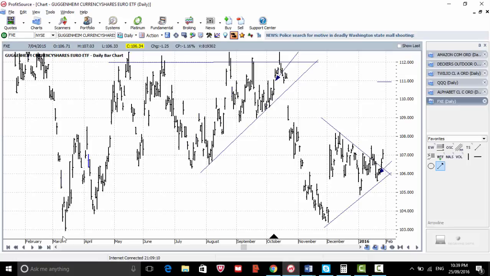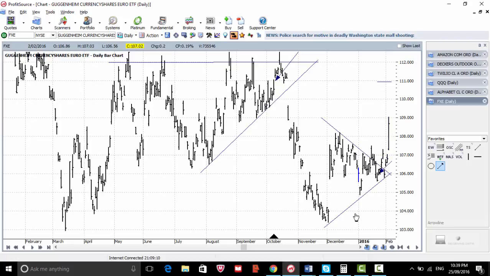So I'm going to continue moving this forward. You can see it's actually gone straight back into its range. And now it's come back up. So there you go. You've got a massive move to the upside.